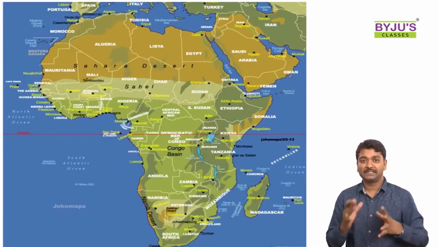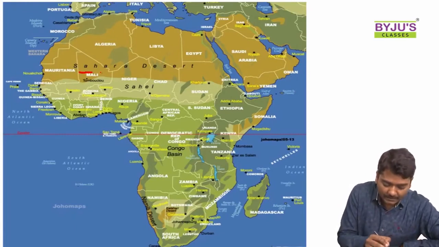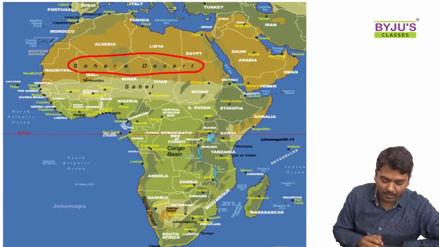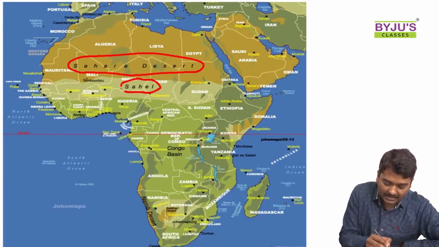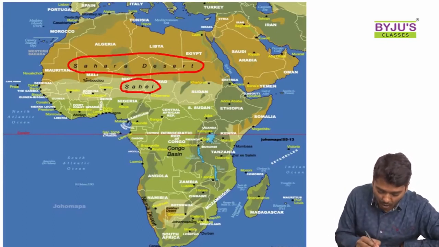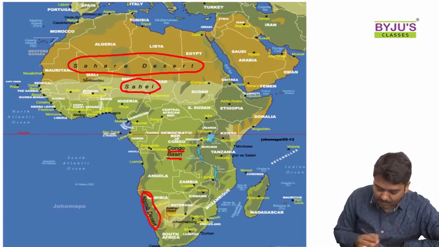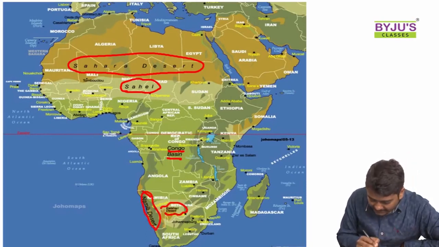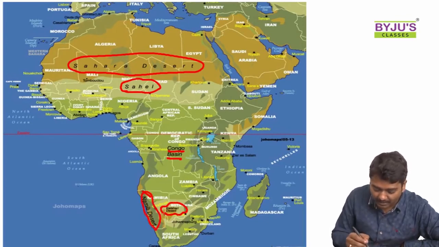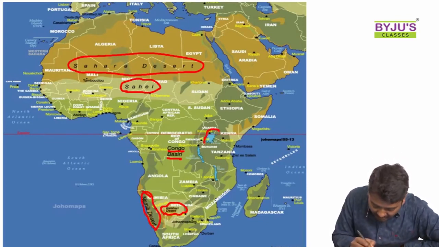Then let's see the physical map. In the physical map, Sahara Desert is important, Sahel is important, Congo Basin is important, Namib Desert is important, Kalahari Desert is important, right? And then you see Lake Victoria, Lake Tanganyika.